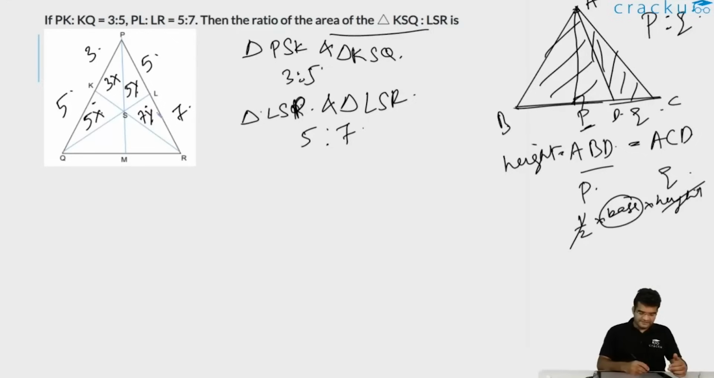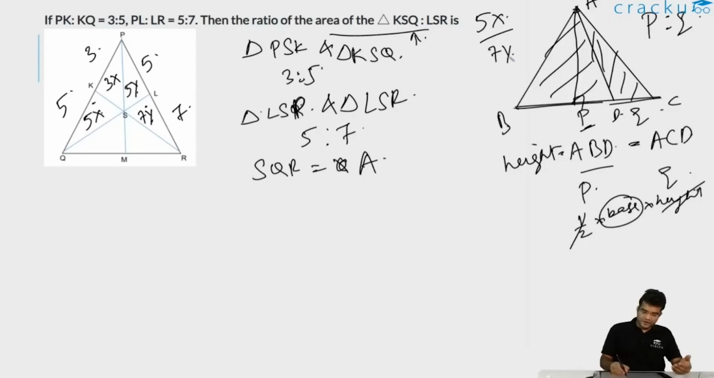Now the bottom triangle, SQR: let us assume its area is A, a third number. We will use the same concept to calculate the ratio of x is to y. Once we have that, we can easily find the ratio of the areas of KSQ to LSR. The area of KSQ is 5x and the area of LSR is 7y, so the answer is 5x by 7y. We just need the ratio of x is to y.